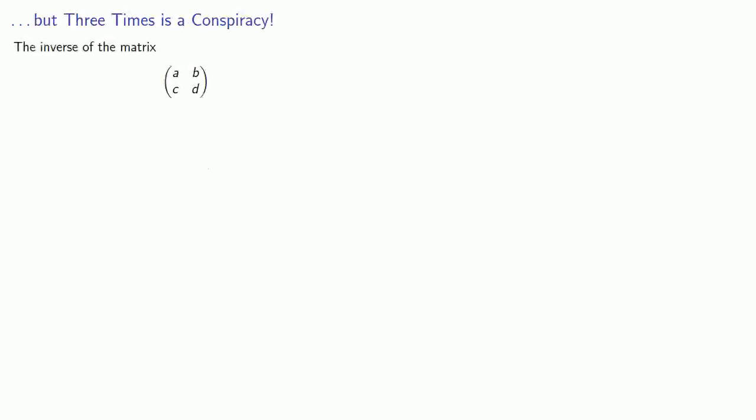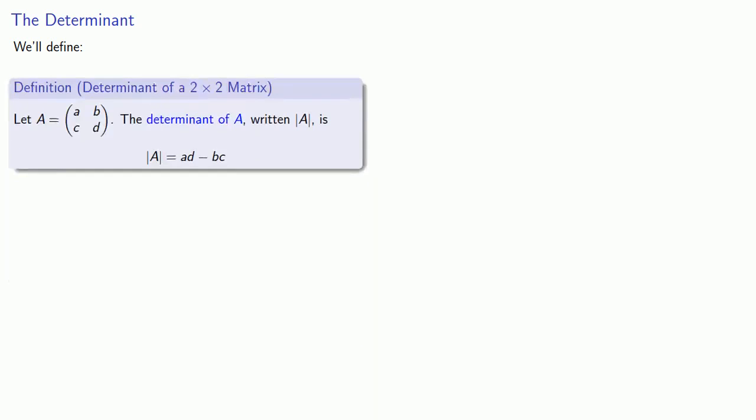And when we found the inverse of a matrix, we found that the inverse relied on dividing by the difference of the cross products AD minus BC. And that says this difference of the cross products seems to be an important quantity, and so we'll define the determinant of a 2 by 2 matrix as follows. Let A be this matrix. The determinant of A, written between bars, is the difference of the cross products AD minus BC.